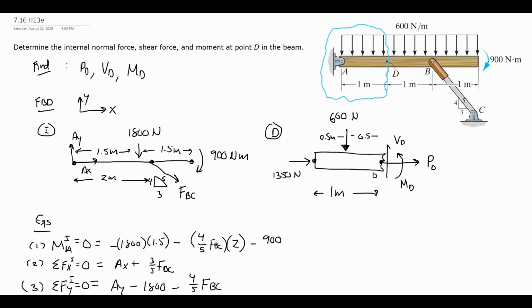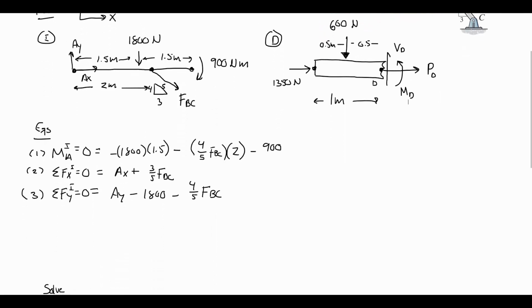When we get into strength of materials, there will be assumed directions for both the internal bending moment and the internal shear force. But for now, it's fine. I'll say up for V sub D, and I'll say counterclockwise for M sub D. But the P sub D must be out from the surface of the cut. That is now my complete free body diagram for that section cut at D.